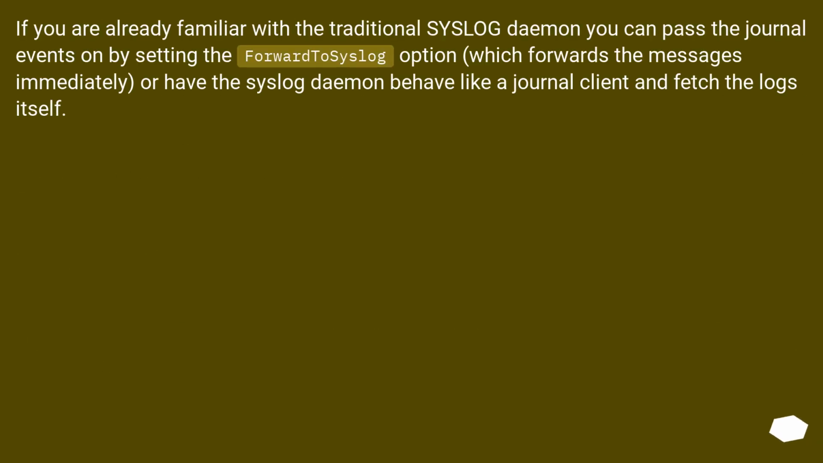Alternative, passing on the journal entries. If you are already familiar with the traditional syslog daemon, you can pass the journal events on by setting the ForwardToSyslog option, which forwards the messages immediately, or have the syslog daemon behave like a journal client and fetch the logs itself.